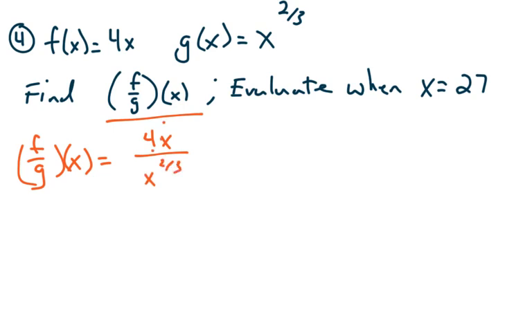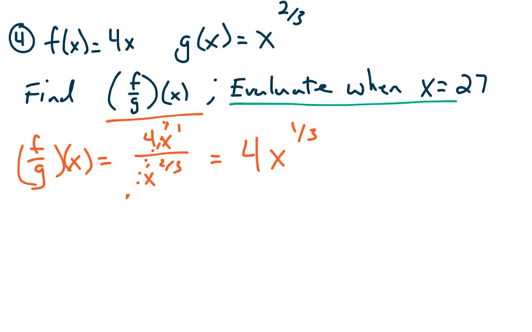Now, you do have like bases here. So this is like x to the 1 over x to the 2/3. If you have the same base and you're dividing, you can subtract your exponents. 1 minus 2/3 is 1/3. So our answer here is going to be 4x to the 1/3 power.